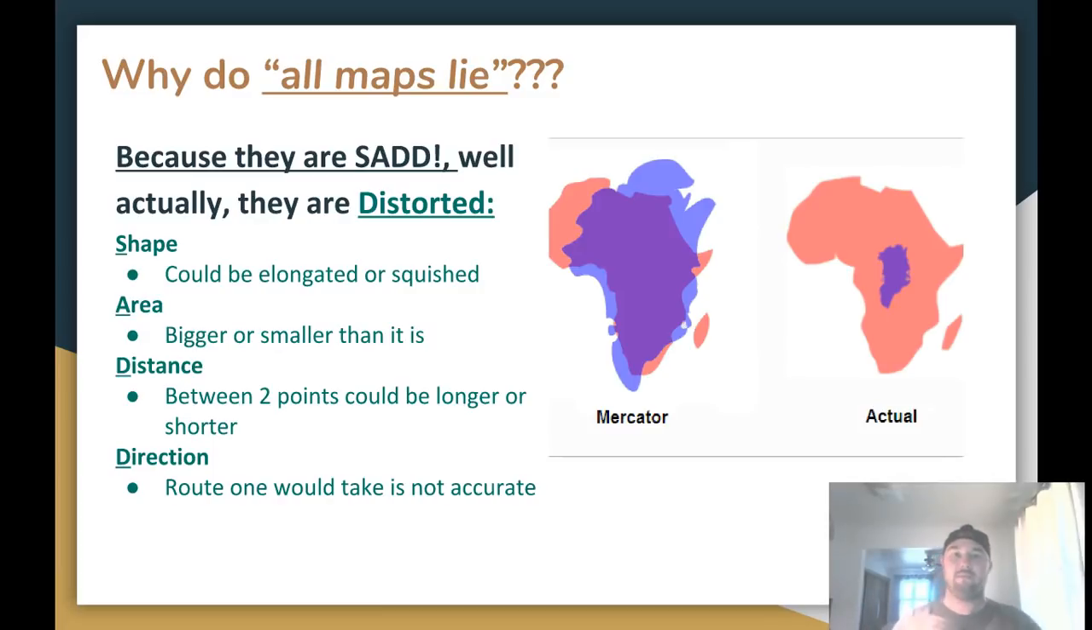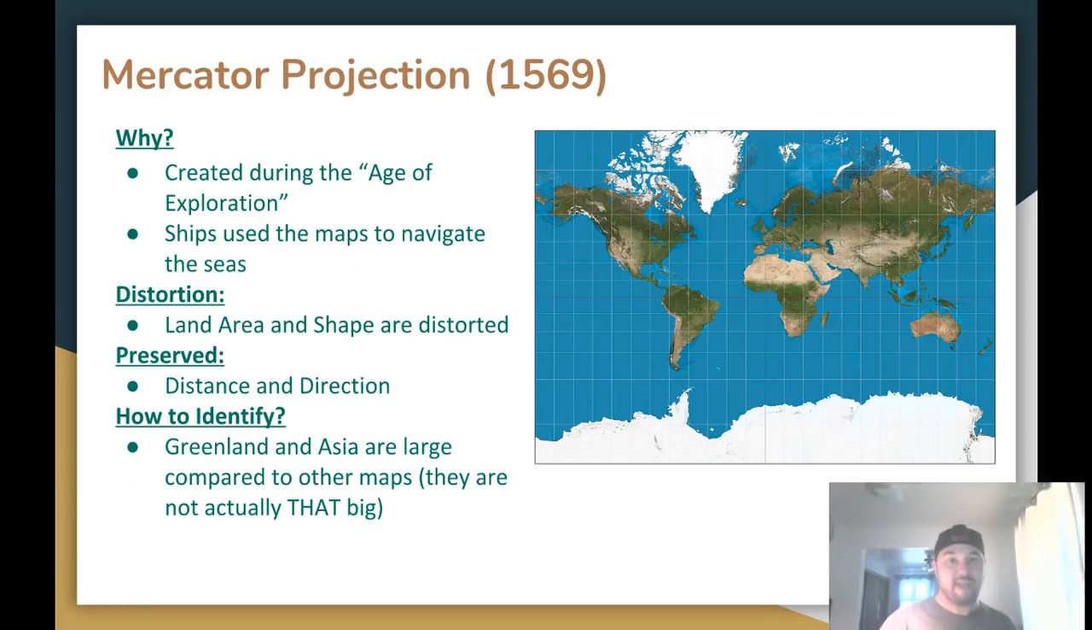And then direction. It depends on how they lay out the map. The direction you go could also be distorted. If you know better and you know it's a globe, that's one thing, but a map is not always going to have perfect direction for you. So the first one we're going to look at is a traditional Mercator map.